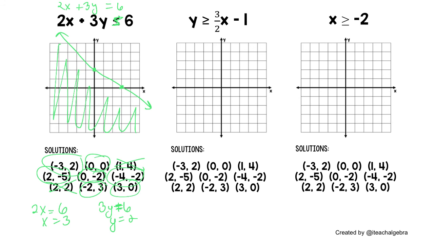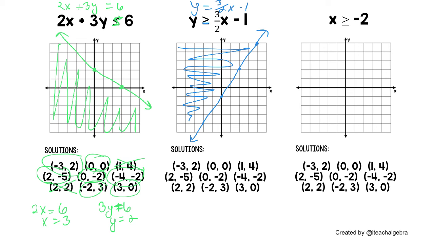Next inequality, we can imagine this one's y equals 3/2 x minus 1. So our y-intercept is -1, and the slope's 3/2. So up 3, right 2. Or down 3, left 2. There is an equals included here, so this will be a solid line. And we shade above because it's greater than.